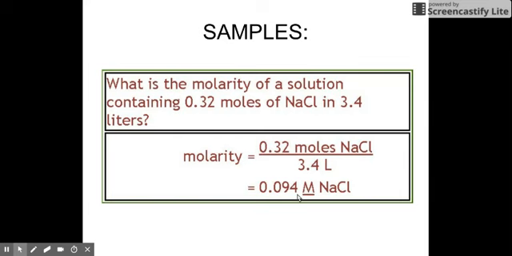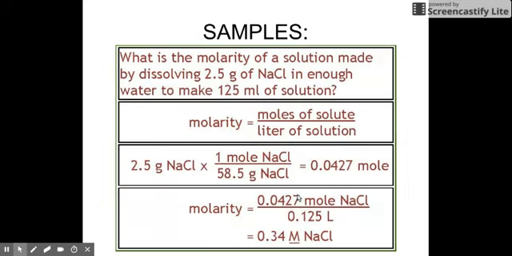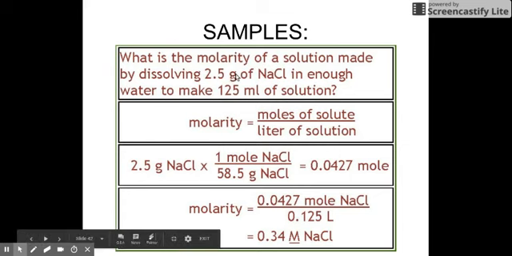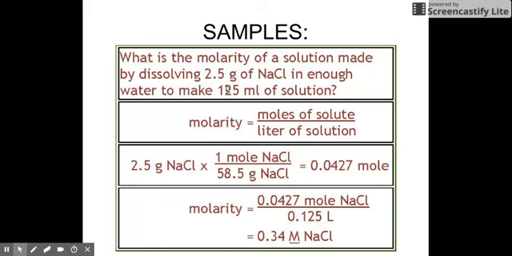And the last example I'm going to show you is what are you going to do if you're given the amount, but this time it is in grams or in mass. So what's the molarity of your solution if you made it by dissolving 2.5 grams of NaCl in enough water to make 125 ml of the solution? So you see, two units are not really compatible, the gram and the ml. So let's do it one at a time because we know that it should be in mole and the volume has to be in liter.